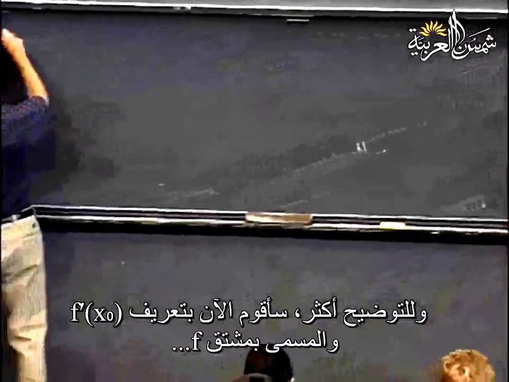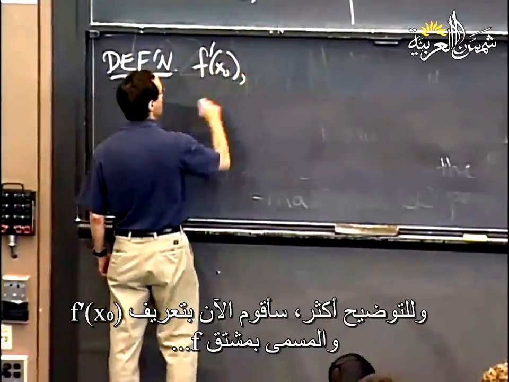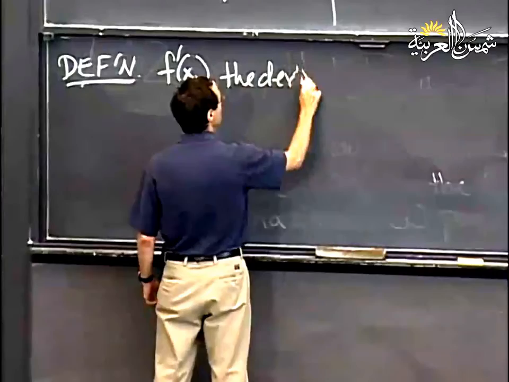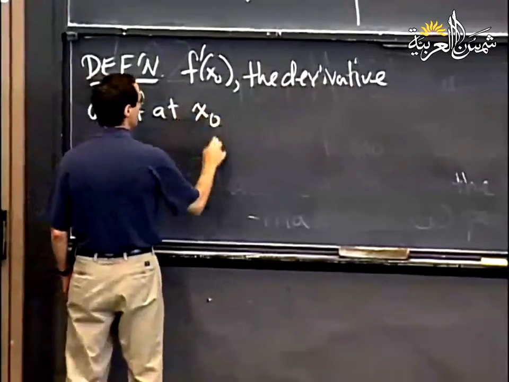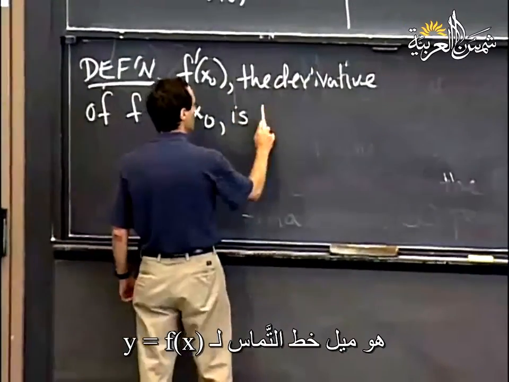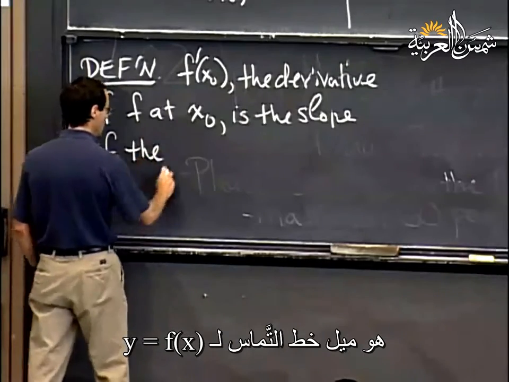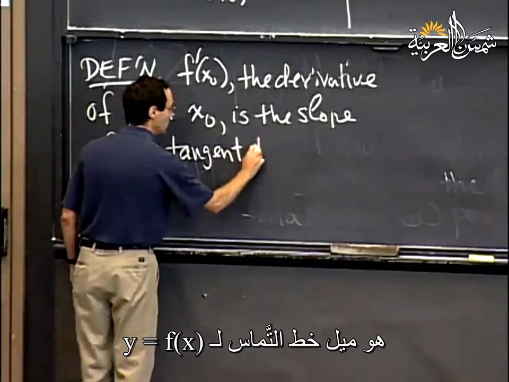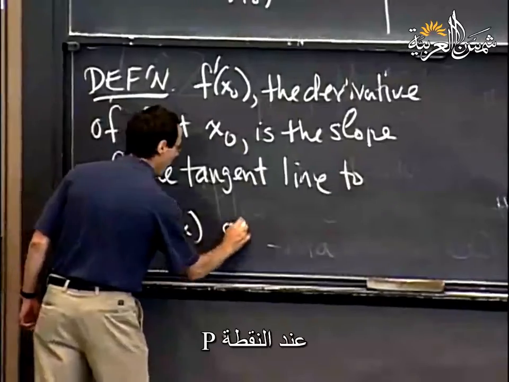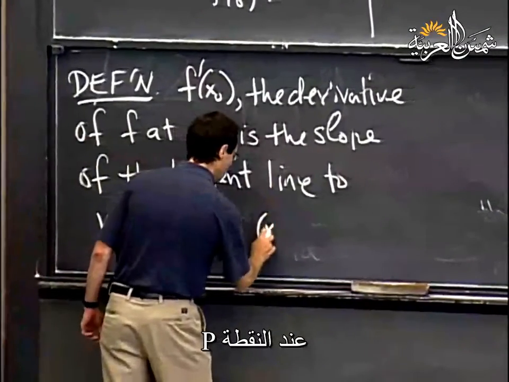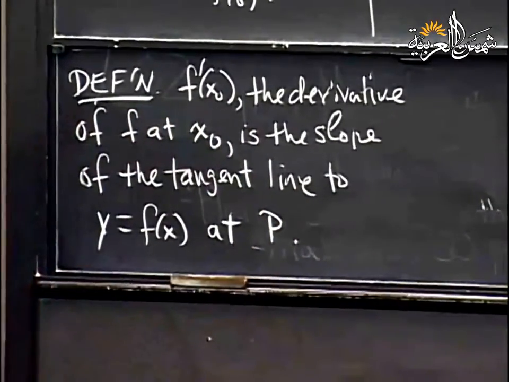So just to make that explicit here, I'm going to make a definition, which is that f prime of x0, which is known as the derivative of f at x0, is the slope of the tangent line to y equals f of x at the point, let's just call it P.